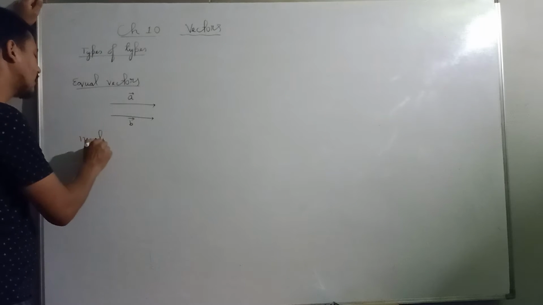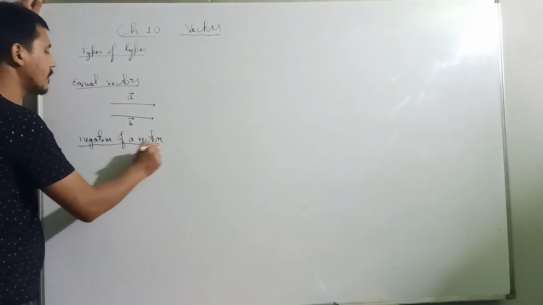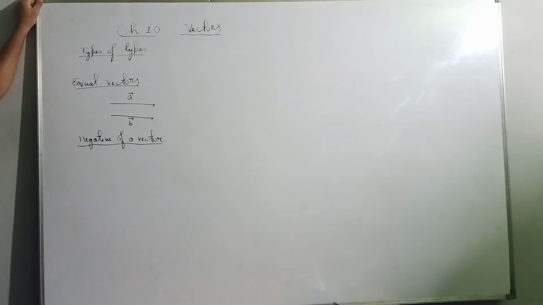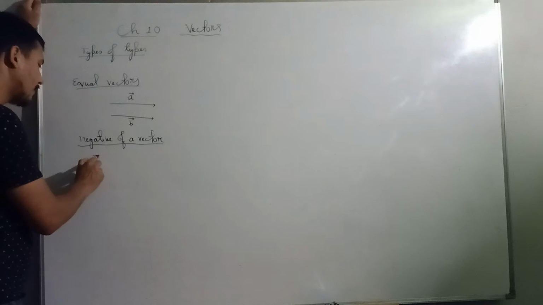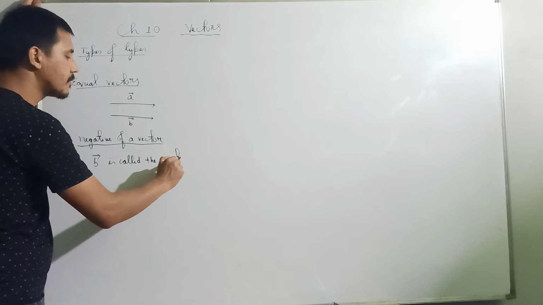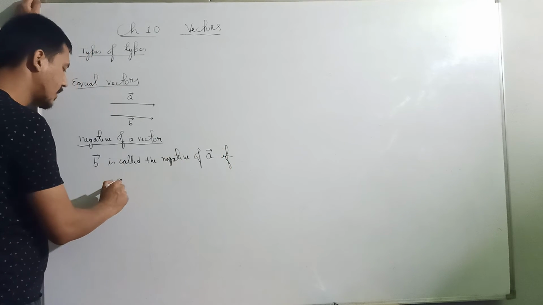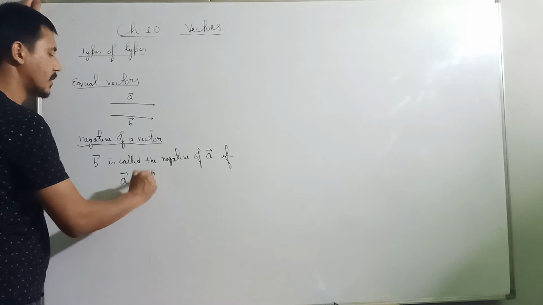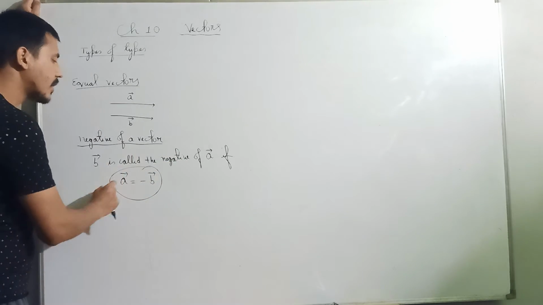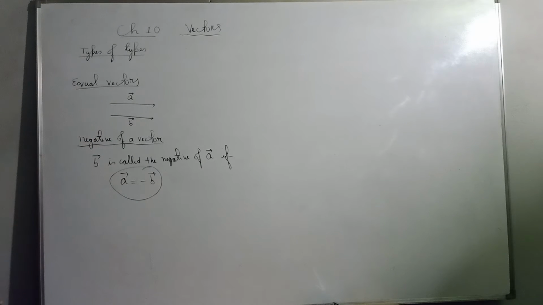What about negative of a vector? Negative of a vector means, suppose vector B is called the negative of A if vector A is equal to minus of vector B. This is enough. That means the two vectors have the same magnitude but opposite direction. Then we call it the negative of a vector.